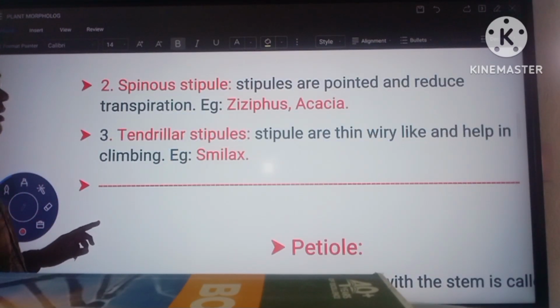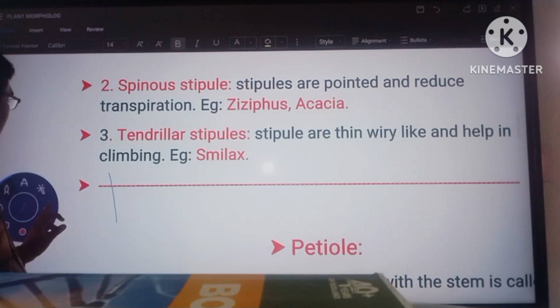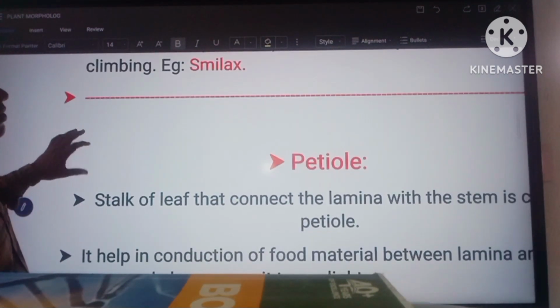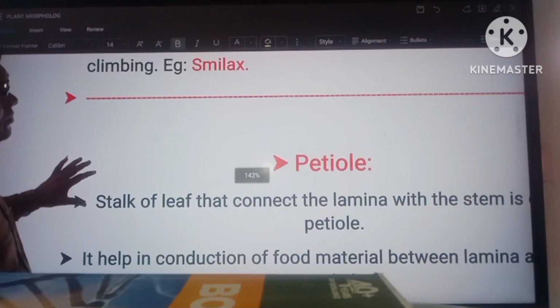So next, the third part in the leaf is called the petiole.